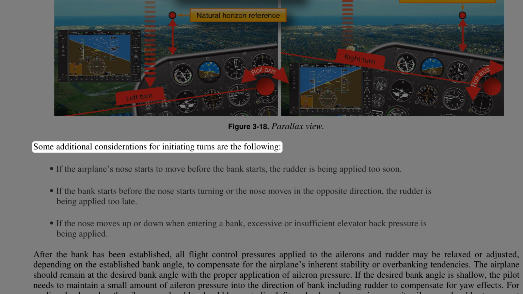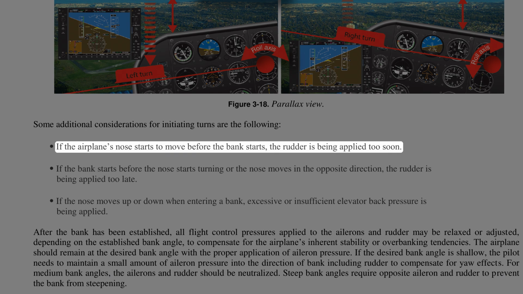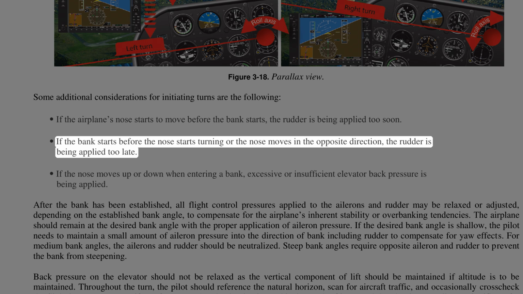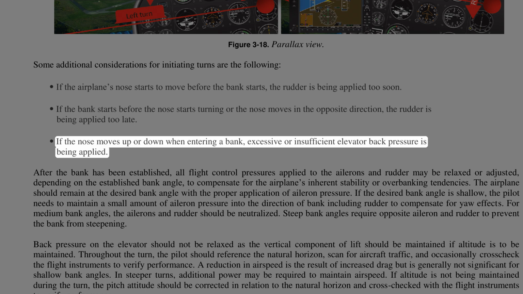Some additional considerations for initiating turns are the following. If the airplane's nose starts to move before the bank starts, the rudder is being applied too soon. If the bank starts before the nose starts turning or the nose moves in the opposite direction, the rudder is being applied too late. If the nose moves up or down when entering a bank, excessive or insufficient elevator back pressure is being applied.